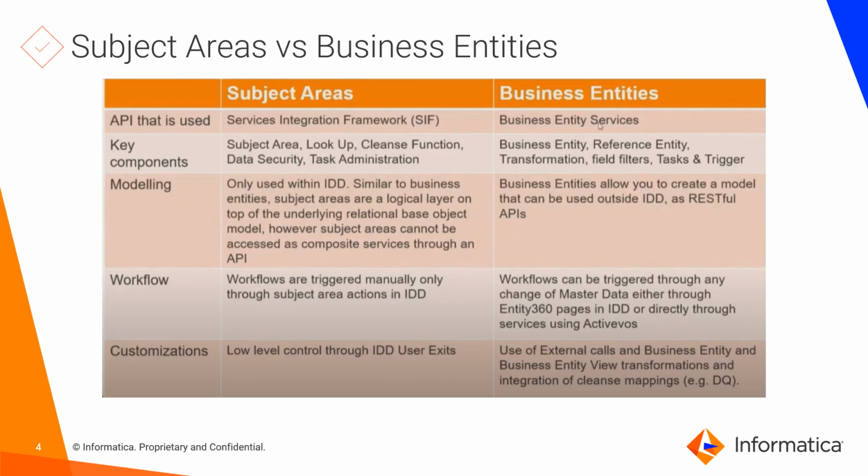So the main difference is in the API that is used. We all commonly would have come across the word Services Integration Framework, or SIF. That's what the subject areas use, whereas business entity uses a REST kind of call, which is called business entity services. The key components in subject areas are the subject area itself, like party, etc., the lookup, cleanse function, data security or data masking, and task administration. In business entity too, you also have task administration, but it's called task and triggers. And then there is a concept called reference entity, transformations, and filters. Filters are equivalent to the data security in business entities.